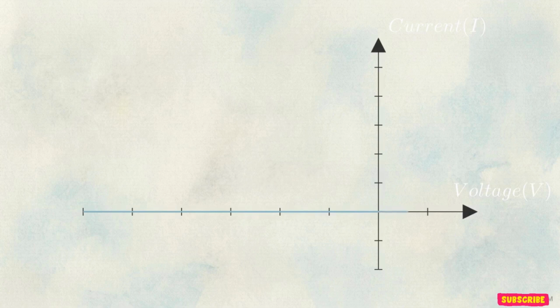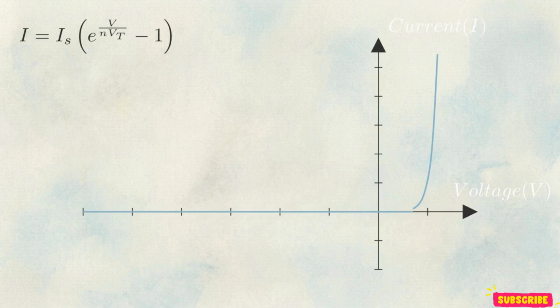When we apply forward bias, the line travels along the positive x-axis until it hits the 0.7 volt mark. As the depletion region collapses, the line shows an abrupt exponential spike in current. This specific, highly nonlinear trajectory is described mathematically by the Shockley diode equation.